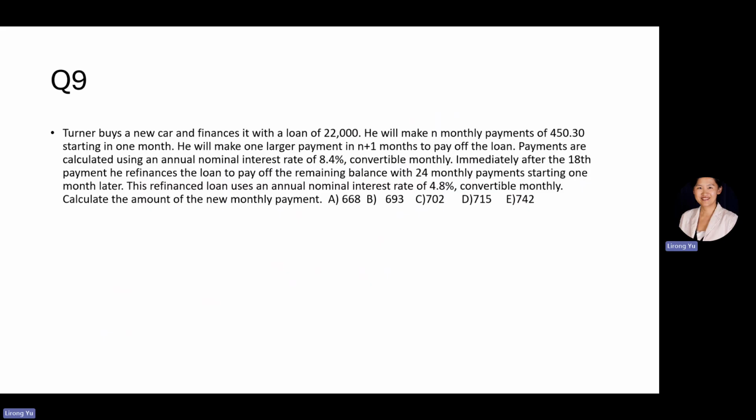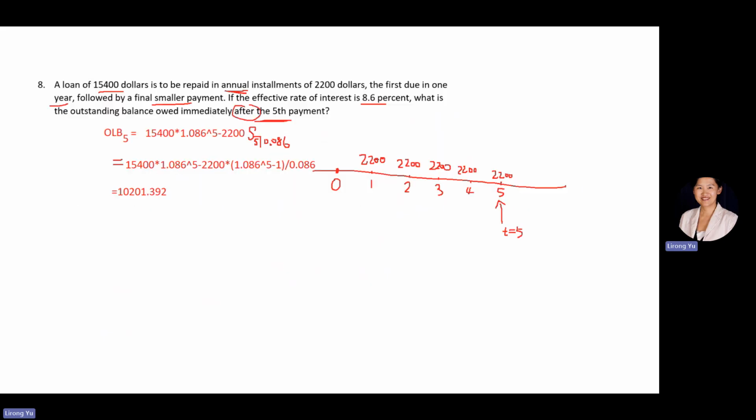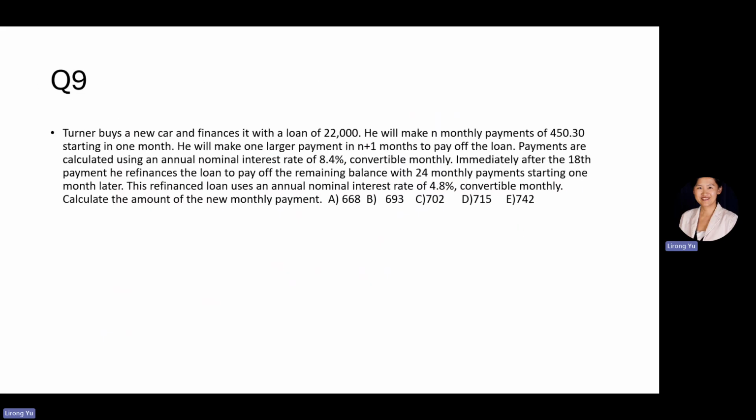This is immediately after the 18th payment, which means we have to find out what is the outstanding balance immediately after the 18th payment. In this case, once again, we have the loan amount, we have the number of payments. After the 18th payment, which means 18 months, you can use S18 to find the total value of the 18 payments, take that off the loan amount, and you will be able to find the outstanding balance. So in this case, the outstanding balance calculation is similar to question 8.